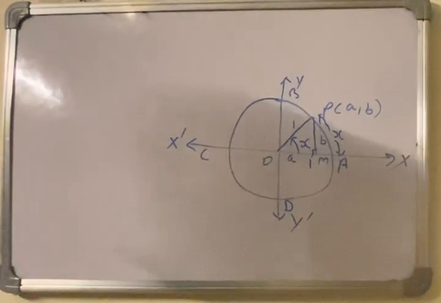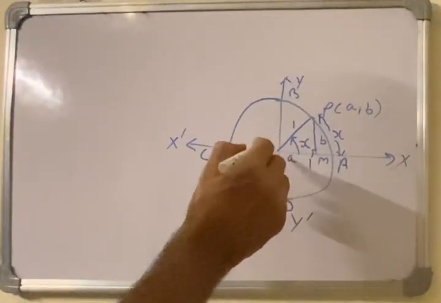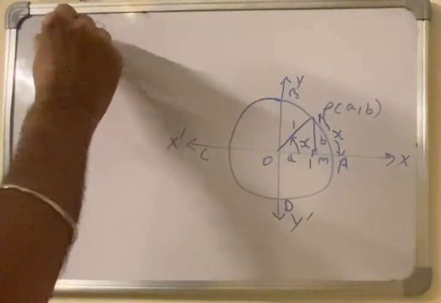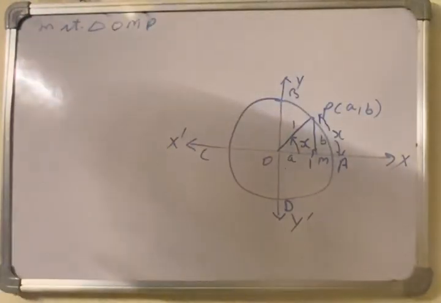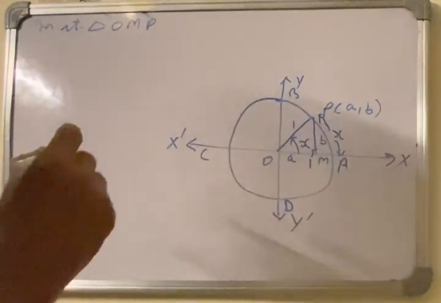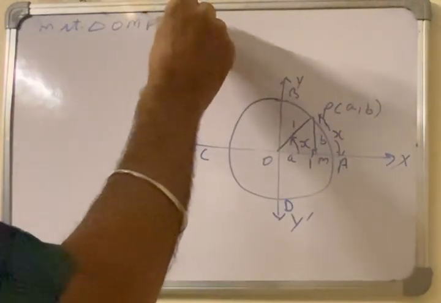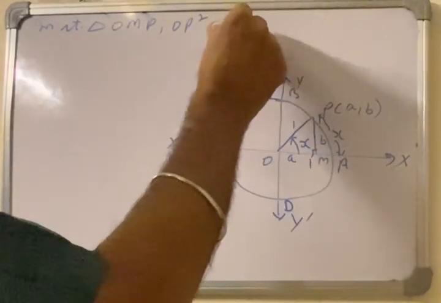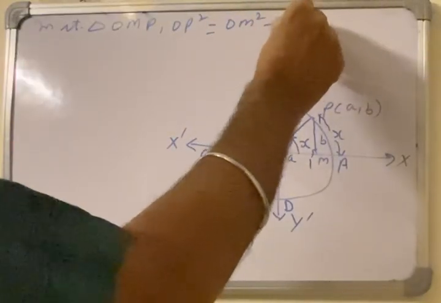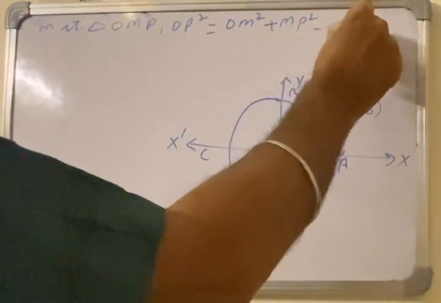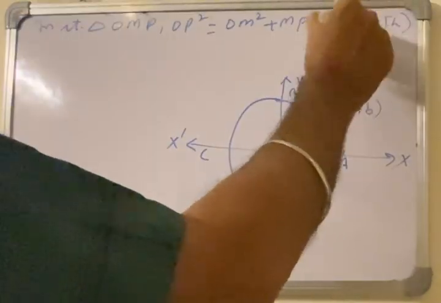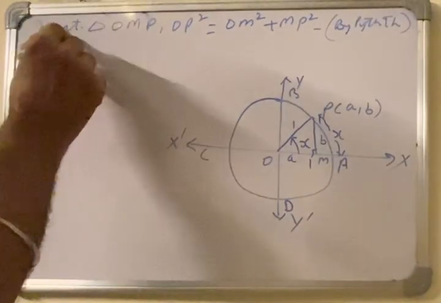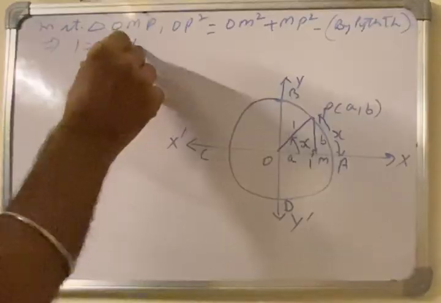In right triangle OMP, OP square is equal to OM square plus MP square. This is by Pythagoras theorem. So we put their values: 1 is equal to a square plus b square.